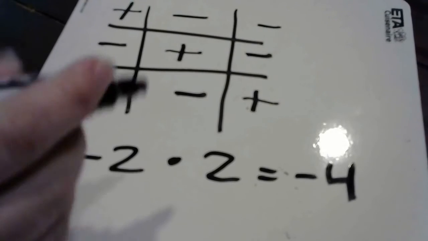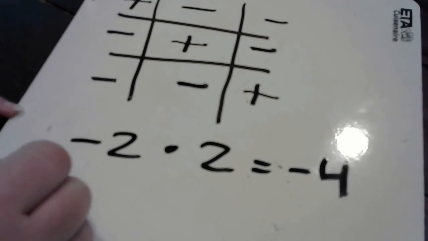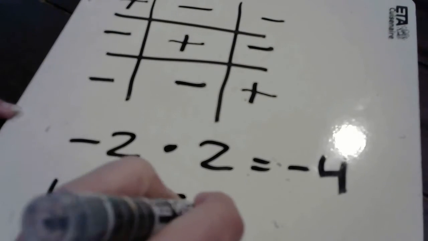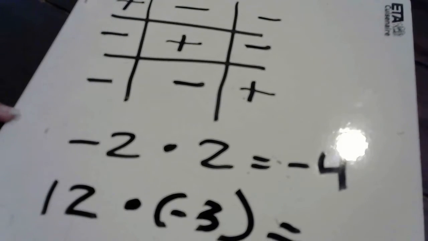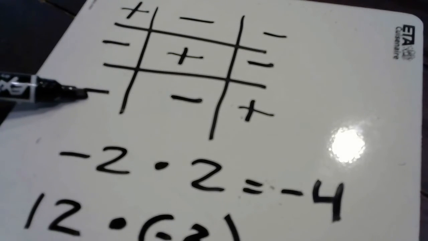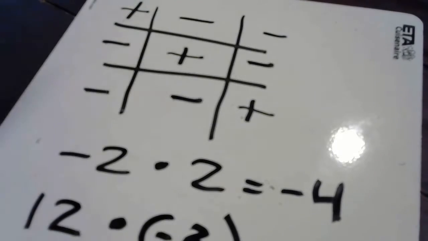If you were to do, I don't know, you could do 12. We could do positive 12 times negative 3, okay? So I need to look for a pattern in my tic-tac-toe that's positive then negative. And I see it. I see positive then negative here, and my answer is going to be negative. I see positive here and then a negative. My answer is going to be negative.